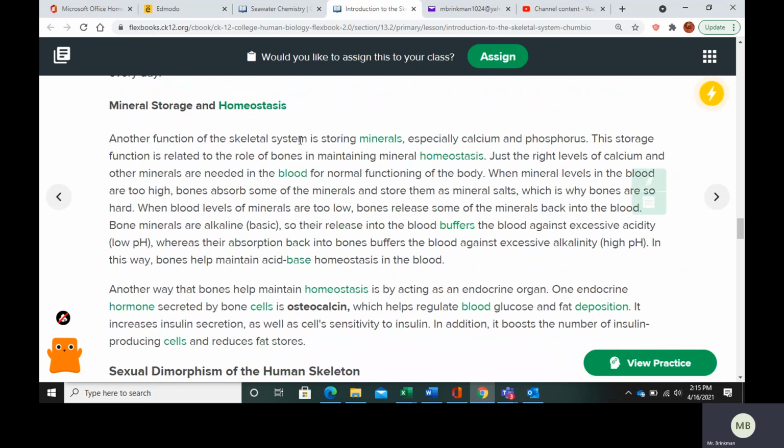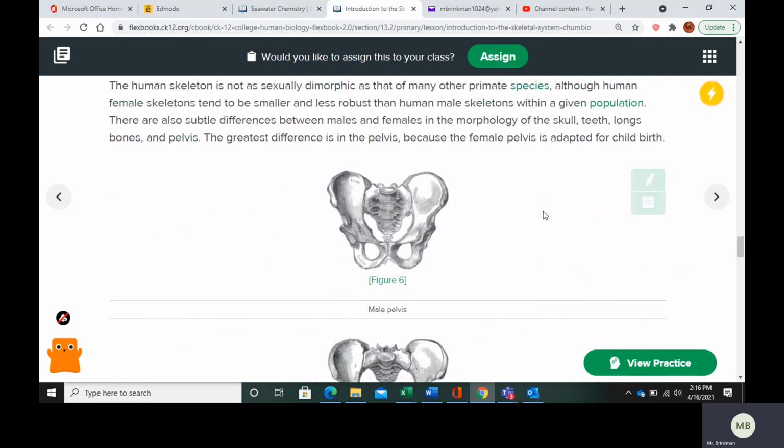The skeletal system also stores minerals, and it helps maintain mineral homeostasis. If there are too many minerals in the blood, the bones absorb some of the minerals and store them as mineral deposits. If the minerals are too low, the bones release some of the minerals back into the blood.